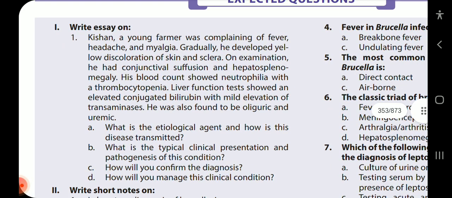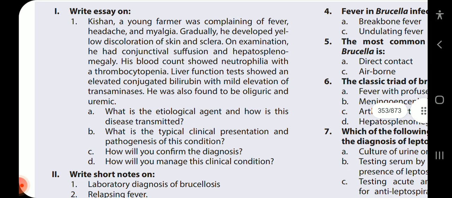Now, first question. Write an essay on the question: A young farmer was complaining of fever, headache, and myalgia. Gradually, he developed yellow discoloration of skin and sclera. On examination, he had conjunctival suffusion and hepatosplenomegaly. His blood count showed neutropenia with thrombocytopenia. Liver function test showed an elevated conjugated bilirubin and mild elevation of transaminases. He was also found to be oliguric and uremic. So clearly this is a case of leptospirosis.